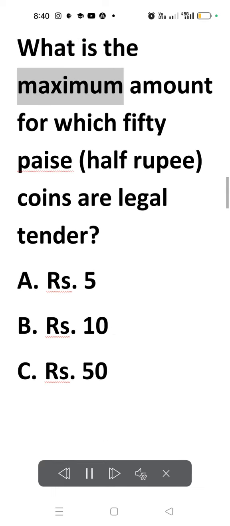What is the maximum amount for which 50 paise, half rupee, coins are legal tender? A. 5 rupees. B. 10 rupees. C. 50 rupees. D. 100 rupees. Answer: B. 10 rupees.